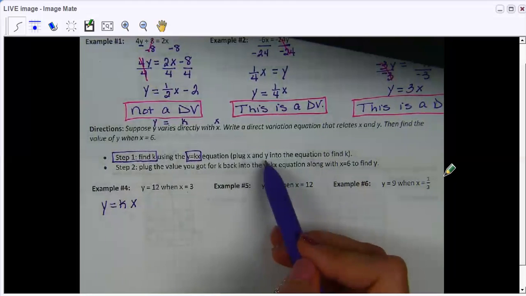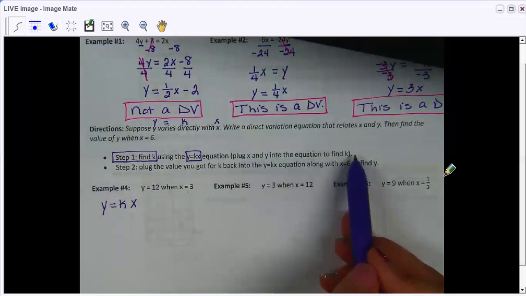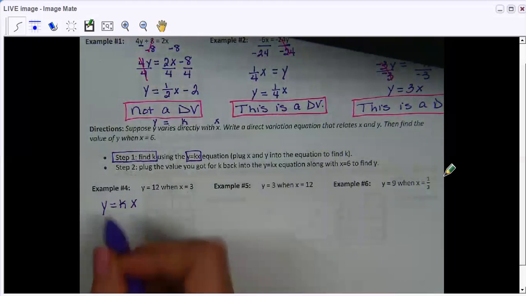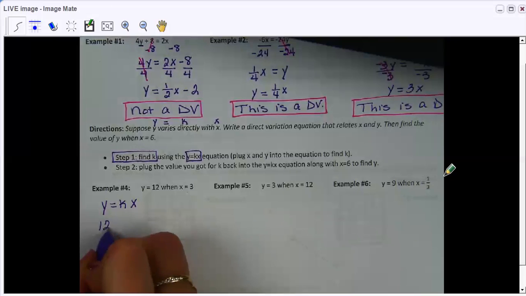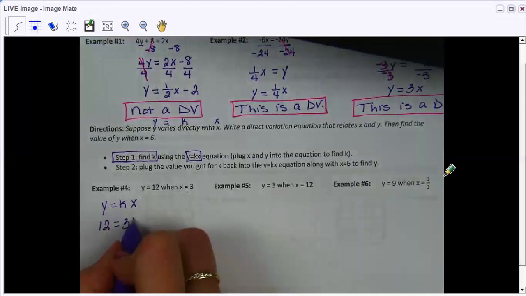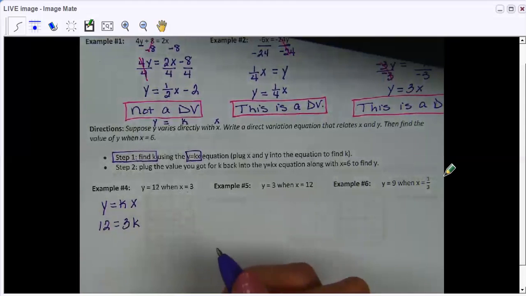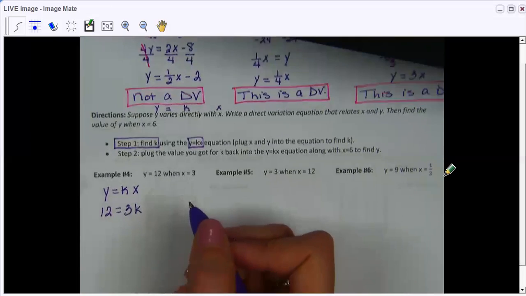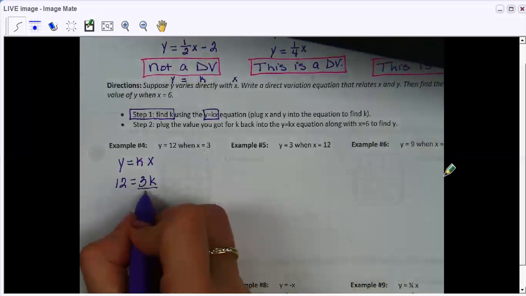Plug x and y into the equation to find k. So our y is 12, so I'm going to plug that into the equation. X is 3, so I'm going to plug that into the equation, and I'm going to solve for k. So this is all step 1. Okay, so then to solve for k, I need to divide by 3.